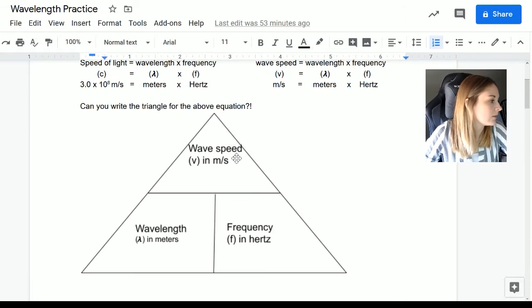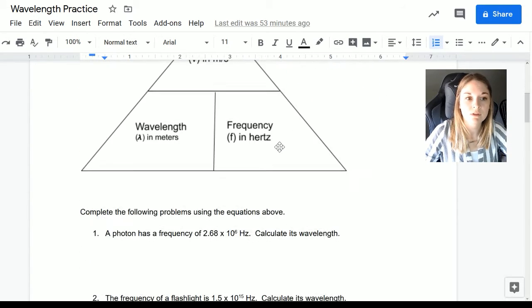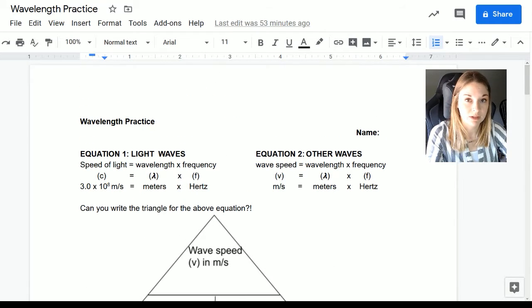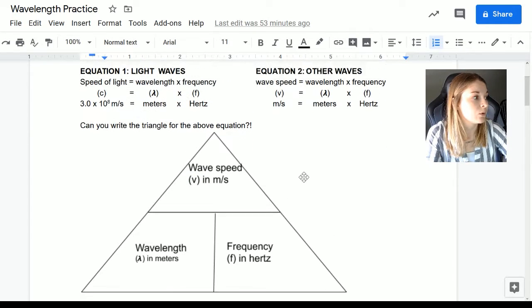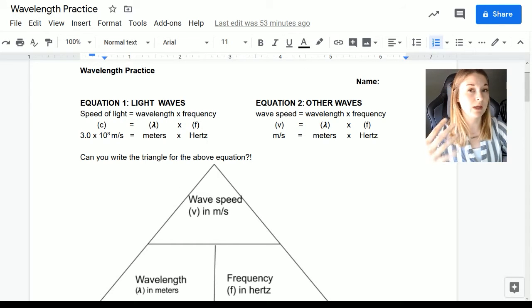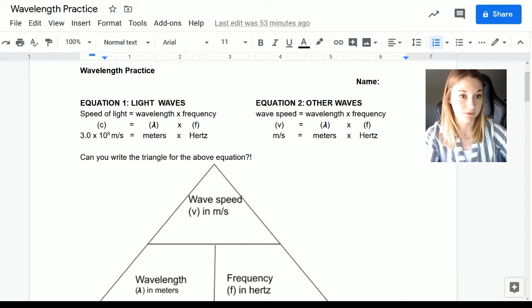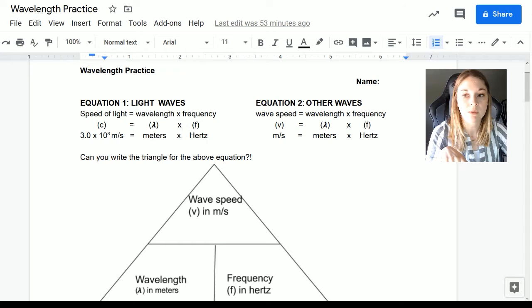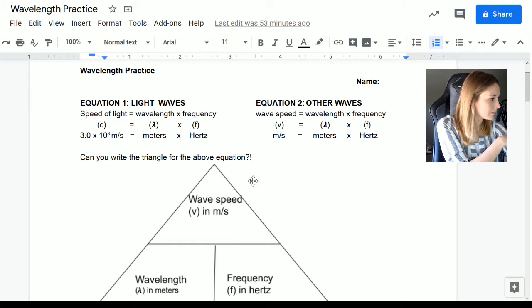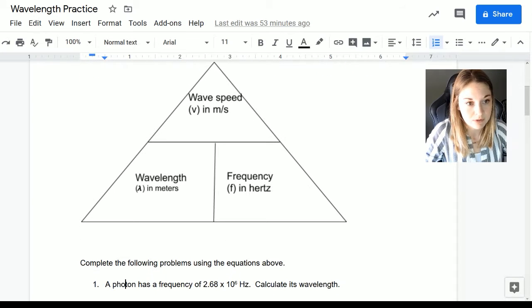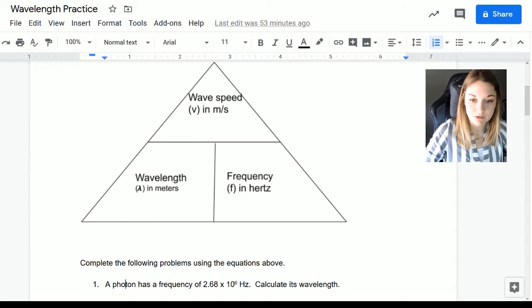So if you are given two variables in any of your problems, that means that you'll be using that first equation and you'll be solving for that third variable. But if you're only given one variable in the word problem, that means you're going to be working with the speed of light. So if you can't identify that a photon has to do with light, the other trick is to look at how many variables they give you. I'm going to work through two problems with you. I'll work through a light waves problem as well as an other waves problem. But with the triangle here, it should be pretty easy. It's how we've been doing all of our math problems.